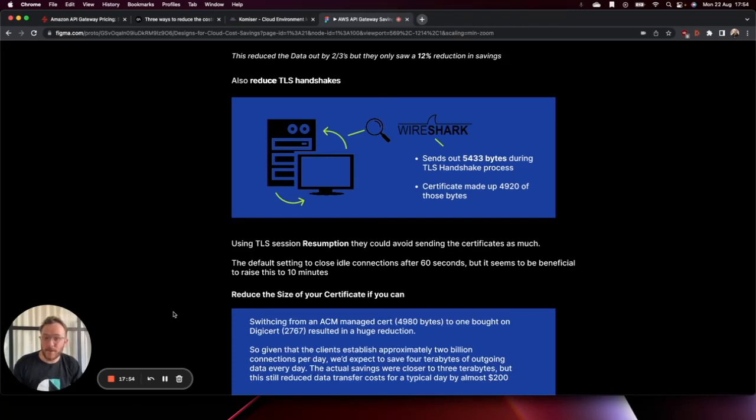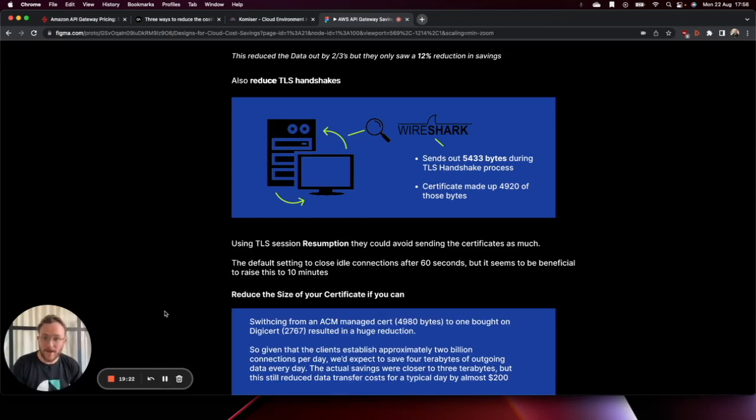The third thing that they did was to realize that the heaviest element in the TLS handshake payload was the certificate itself. At the time, they were using an Amazon Certificate Manager issued certificate, which was 4,980 bytes. So what they ended up doing was buying another certificate from DigiCert, and the total certificate payload turned out to be 2,767 bytes, which resulted in a huge reduction. So with these three actions, Games Analytics were able to greatly reduce the amount of cost related to their data transfer out.